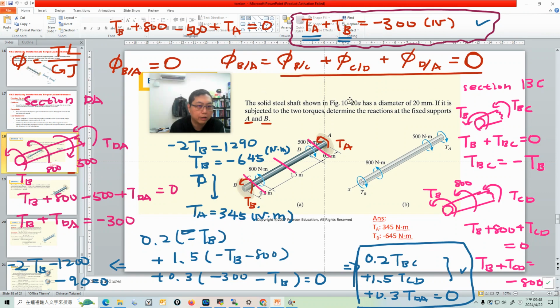Then we got this equation, and we use the cut section method to get the torque balance in each section. Then we put everything in this equation and we got TB, and once we have TB, we will have TA. This is a very typical statically indeterminate problem in torsional members, very similar to axial loading. It takes more time because it takes more time to do the calculation.